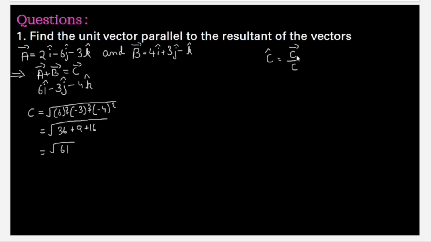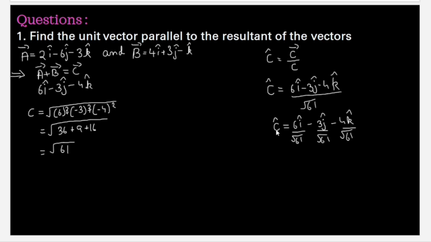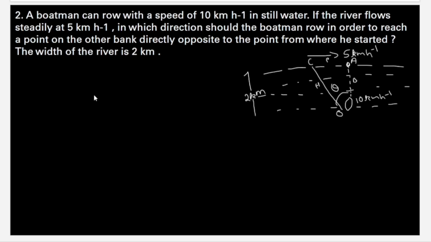Now we put the C vector and C magnitude values here and we get C cap is equal to 6i cap minus 3j cap minus 4k cap by root 61. Now we separate the xyz components and get C cap is equal to 6i cap by root 61 minus 3j cap by root 61 minus 4k cap by root 61. This is the answer. Second question.